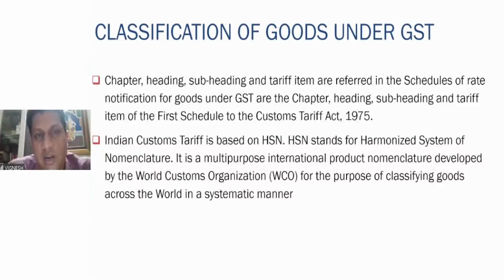Classification also is an important point. As I told you, in the first class, the HSN system is used for classification. Chapter, heading, subheading, and tariff item are referred to in the schedule of the rate. The Indian Customs Tariff takes from the Customs Act and the Customs Tariff Act, but the Customs Tariff Act is again dependent on the HSN, which stands for Harmonized System of Nomenclature, a multi-purpose international product nomenclature developed by the World Customs Organization. This is for the purpose of classifying goods all across the world. So all across the world, the same classification will be there.